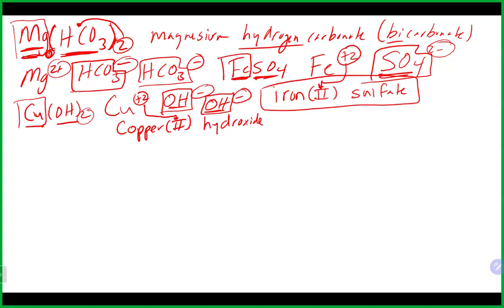Yeah. Question on any of those names there or formulas? Names, I guess it would be. Yeah. All right, then let's take a look at the formula ones here.